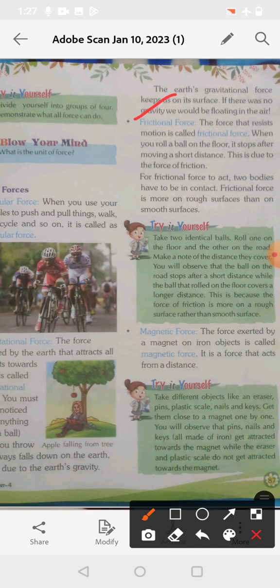For frictional force to act, two bodies have to be in contact. In friction, your two bodies should be in contact. Frictional force is more on rough surfaces than on smooth surfaces. Okay, now the next kind of force is magnetic force. The force exerted by a magnet on iron objects is called magnetic force.